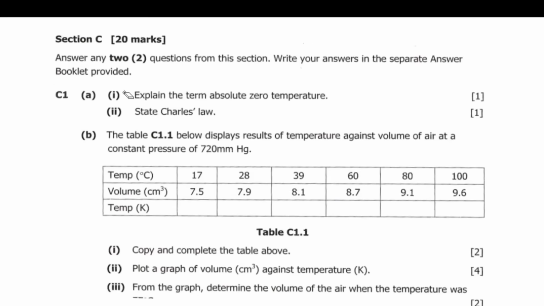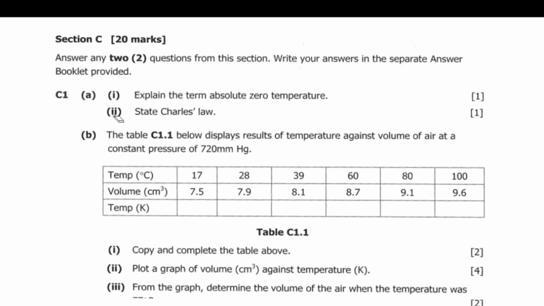So now here, the first question says, explain the term absolute zero temperature. So absolute zero temperature is the temperature at which the particles have zero potential energy and kinetic energy. The temperature at which the particles of a gas have zero vibration energy or potential energy and kinetic energy. This happens when air particles are cooled to a temperature of 0 Kelvin.